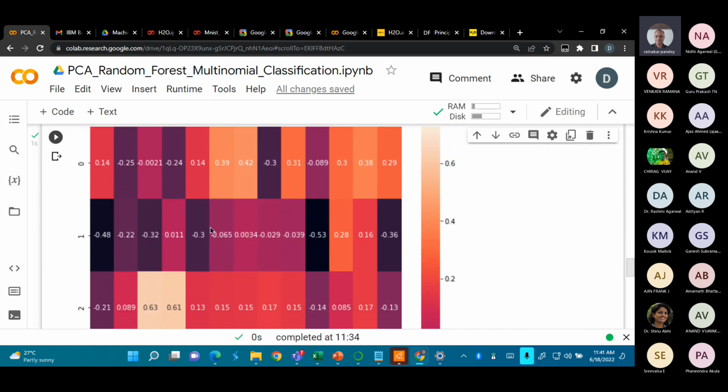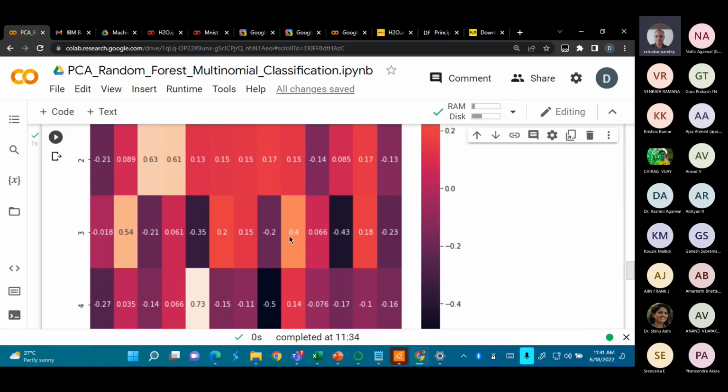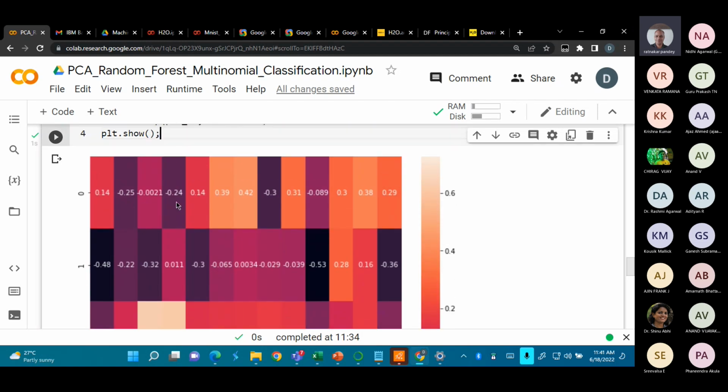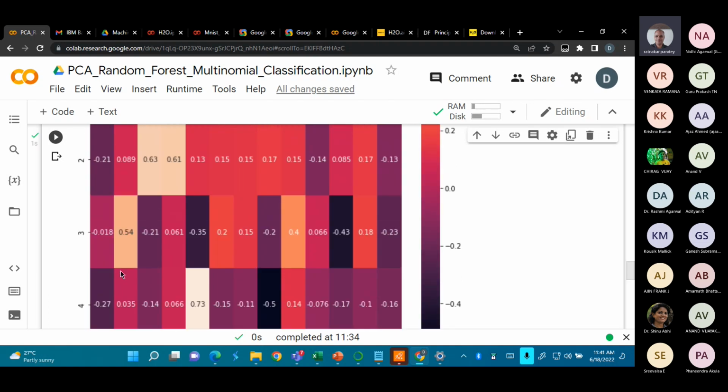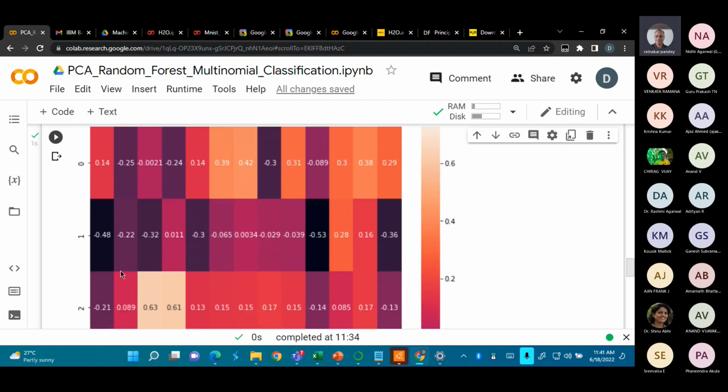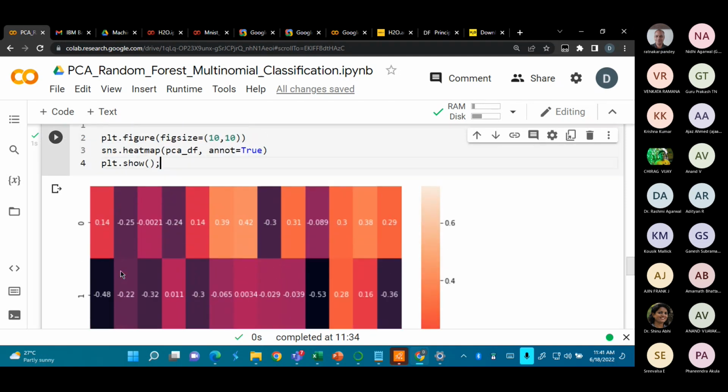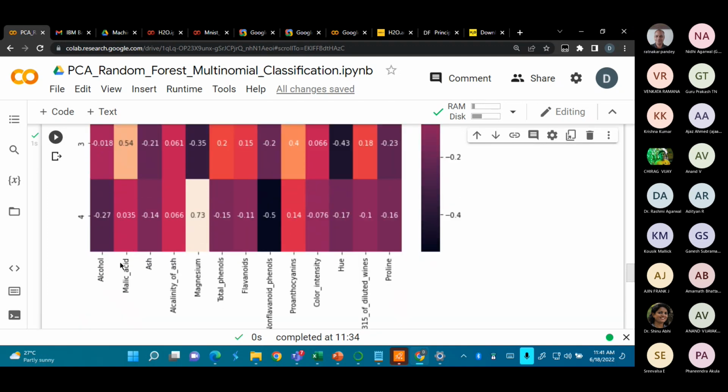So these are what we just spoke about in terms of the loadings, right? For example, the stronger colors mean that the loadings of these variables are higher. The way you're going to read it, let's say this is the last component. So this is 0.27 times alcohol, 0.035 times malic acid, and so on. So you can see what is the biggest value in this component, either positive or negative.